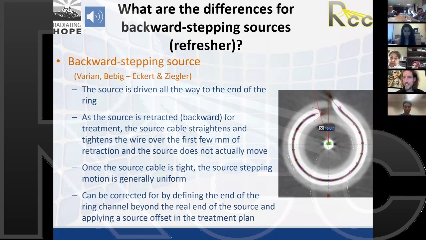Okay, again, this will be covered in detail in my presentation. Claire is just giving a brief overview now of the backward stepping.